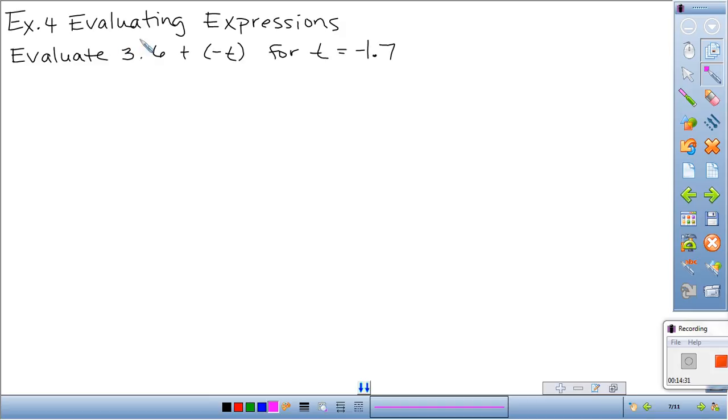Example 4, evaluating expressions. Evaluate 3 6/10 plus negative t for t equals negative 1 and 7/10.